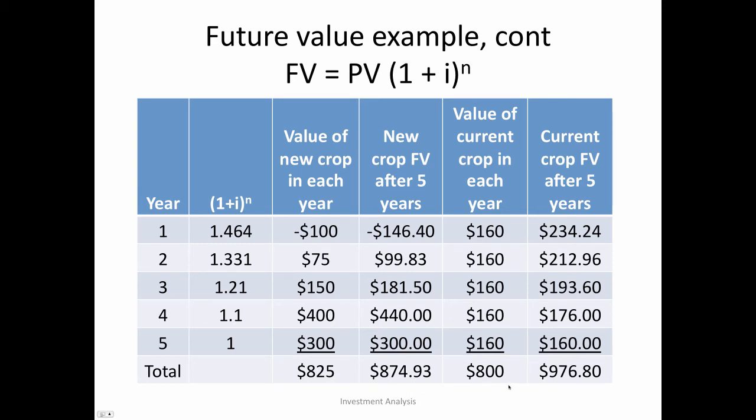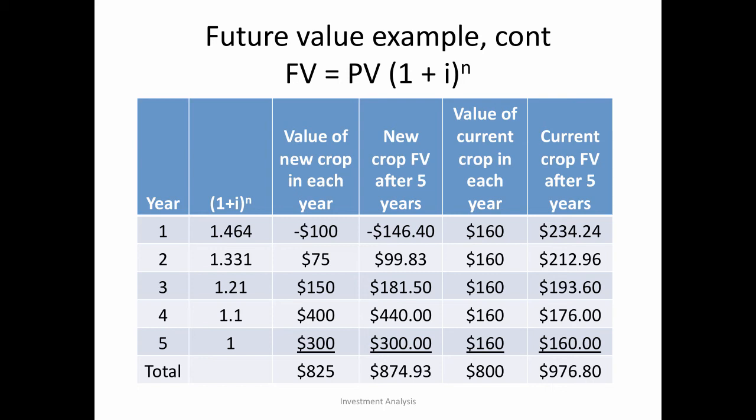But now, after we take account of the time value of money, and given the uneven pattern of the cash flows for this new crop, we see that the new crop actually gives us less money in future value terms than the current crop. And what we would do is stick with the current crop, because that's going to give us $100 more per acre.